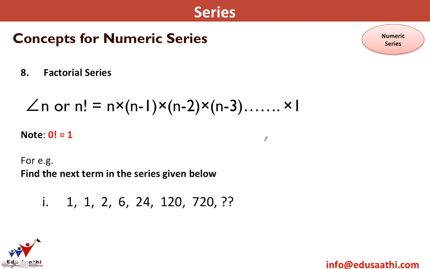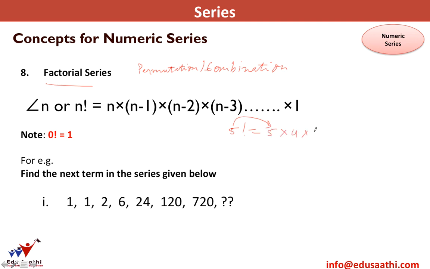Let's move on to the next concept, which is factorial series. Factorial has been explained in detail in the video of permutations and combinations, but I'll just give you a brief idea here of what a factorial is. Let's say I have to find out 5 factorial. So what I'll do is I'll start from 5 and I'll end at 1.